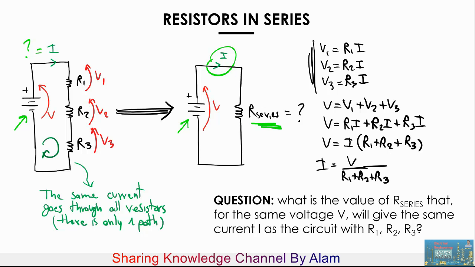Now, what we're trying to do with this exercise was to find a value for the resistance R series that will give us the same current for the same voltage applied V. It's very easy to see from this very equation that the value R series has to be to give you the same current I is equal to R1 plus R2 plus R3. So R series will be equal to R1 plus R2 plus R3.